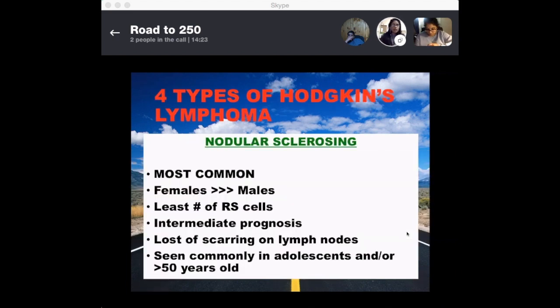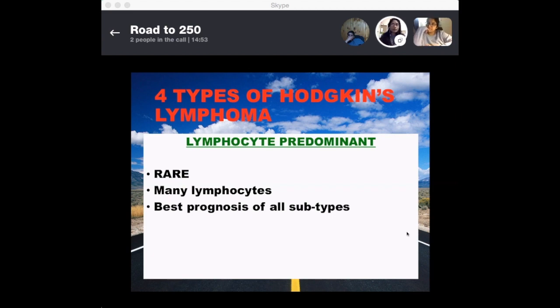So to go one step in more, nodular sclerosing is the most common type. It is seen more in females than males. It has the least number of Reed-Sternberg cells. It has intermediate prognosis. It does have lots of scarring on lymph nodes, and is seen commonly in adolescents and or greater than 50 years, so the bimodal distribution. The lymphocyte predominant is rare. You see many lymphocytes, and it has the best prognosis of all subtypes.